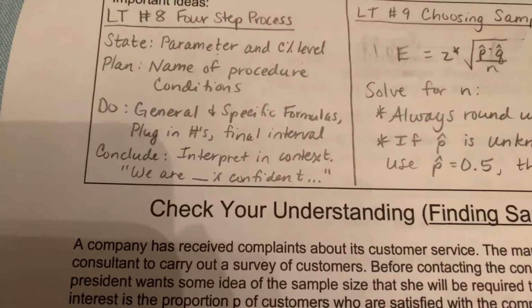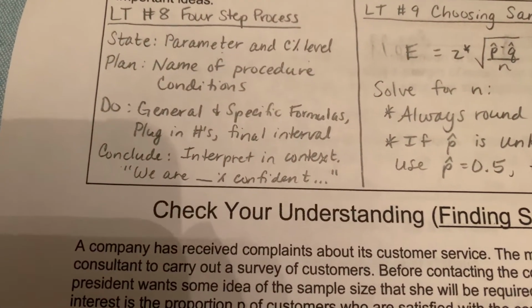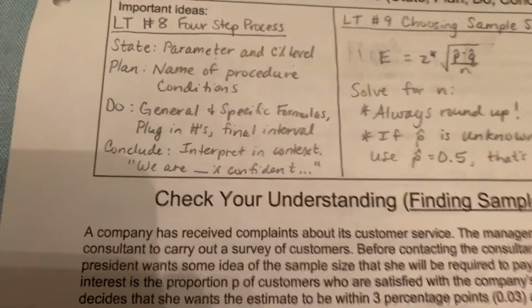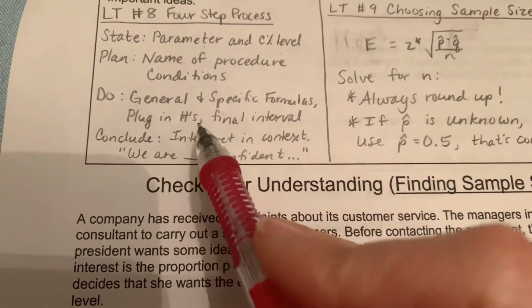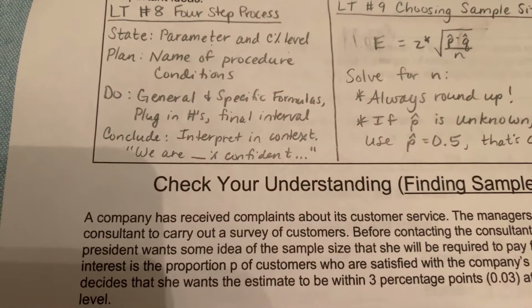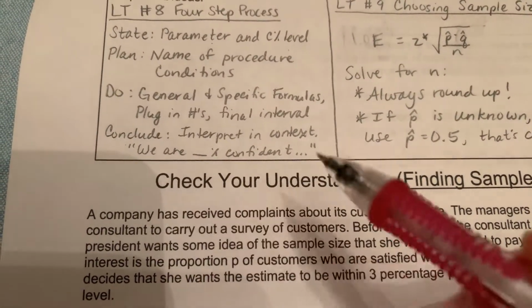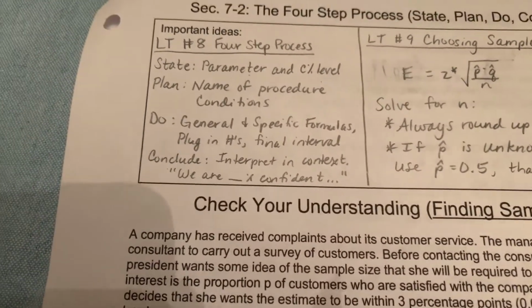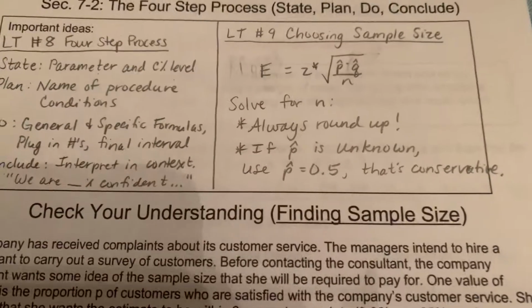Then do is to write the general formulas and the specific formulas, and then plug in your numbers and then find the final interval. All 4 of those are required, especially if you want partial credit. And then conclude. So you interpret in context the way we've done several times now. Okay, so that's just a summary of what we did on the previous page. Let's look at something new.